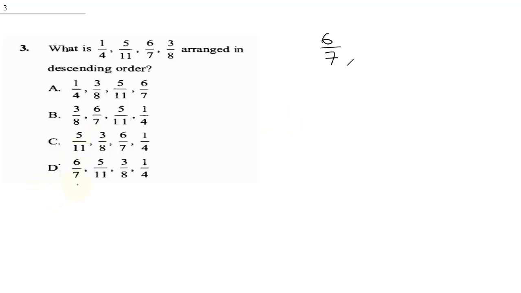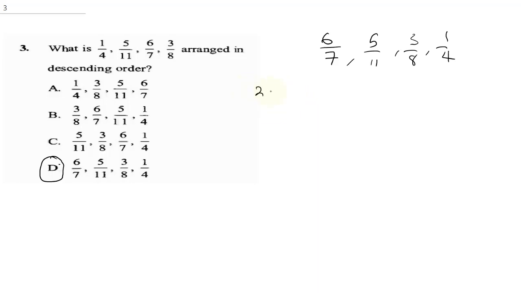Now, looking at the options, you can see that if you are arranging in descending order, your correct answer is going to be D. So without solving it, we can identify the answer. It's going to be 6 over 7, 5 over 11, 3 over 8, and 1 over 4. If you want to solve this question, all you need to do is find the LCM. So maybe we can go ahead and solve the question.